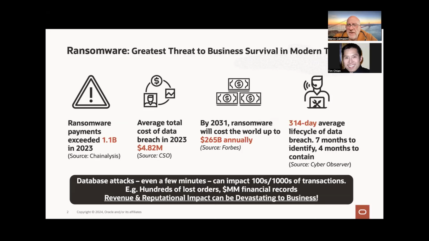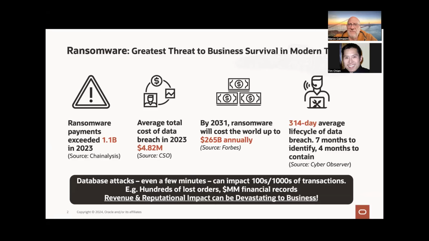No matter what the actual cost is, the most frightening statistic is really the average life cycle of a data breach: 314 days, 7 months to identify. It's really staggering. It means that someone was able to penetrate an organization's network and live there for 7 months before anyone found out. So you can imagine the potential damage that it can do.